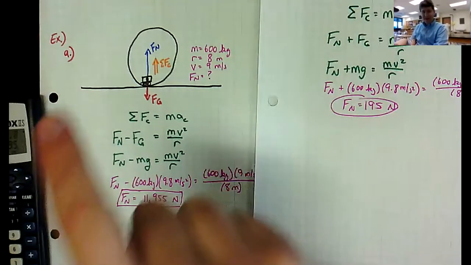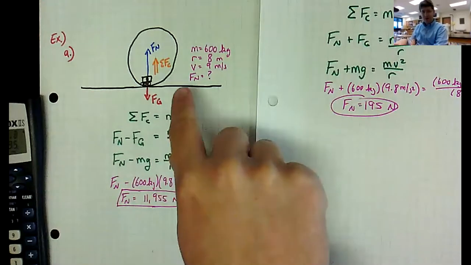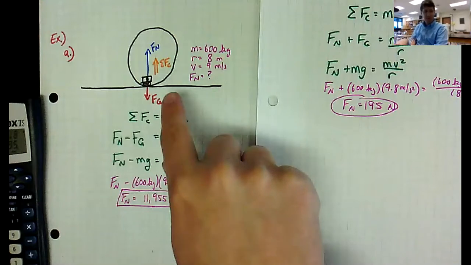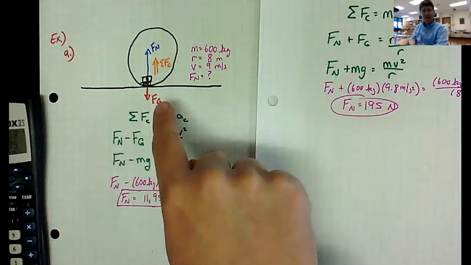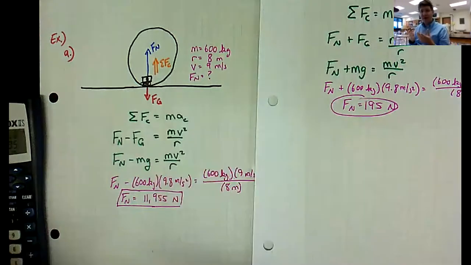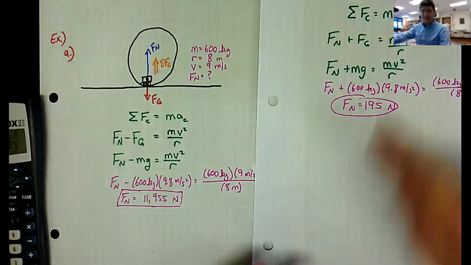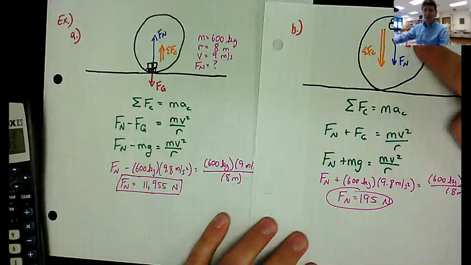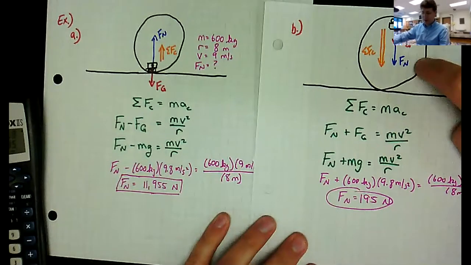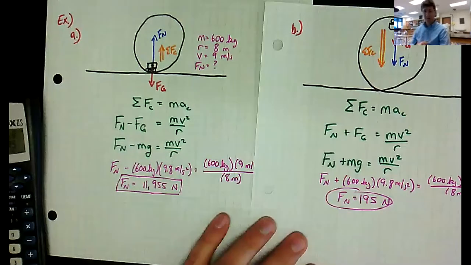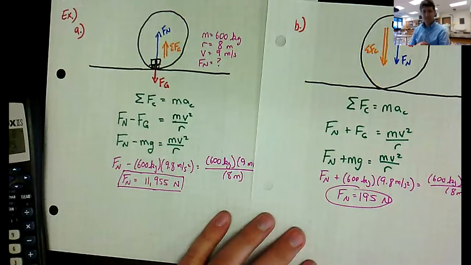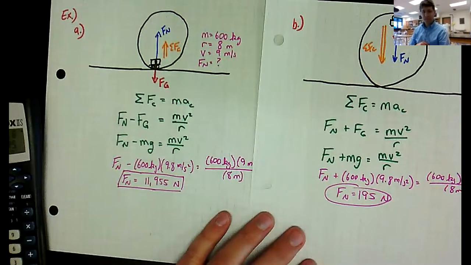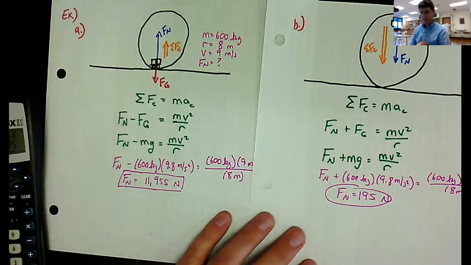Well, remember here, gravity was fighting against the centripetal force. And so here the normal force had to both counteract gravity and push towards the center. But when you're up here, your gravity is helping the centripetal force. So you don't need as much normal force up here as you did over there. Okay. Any questions about this?